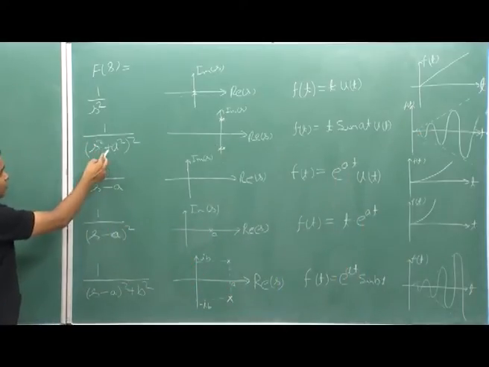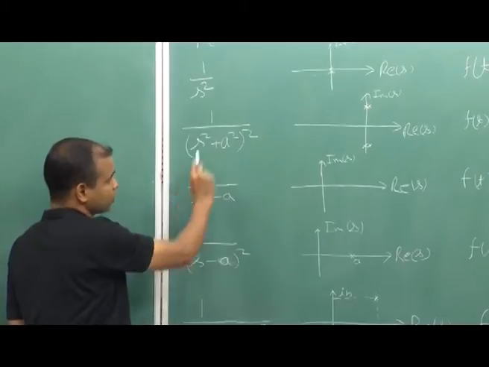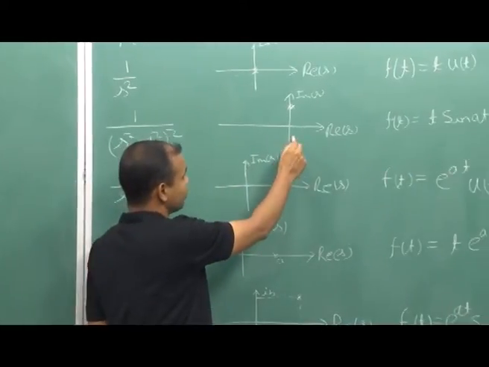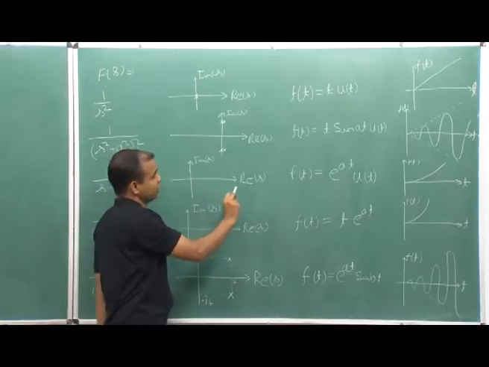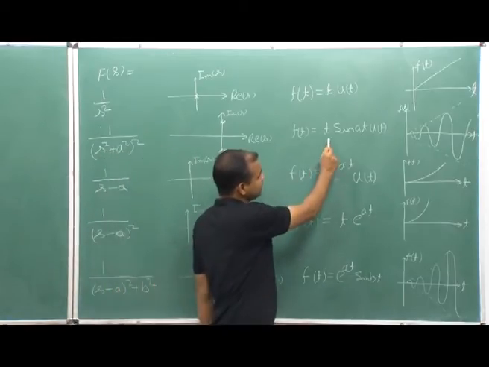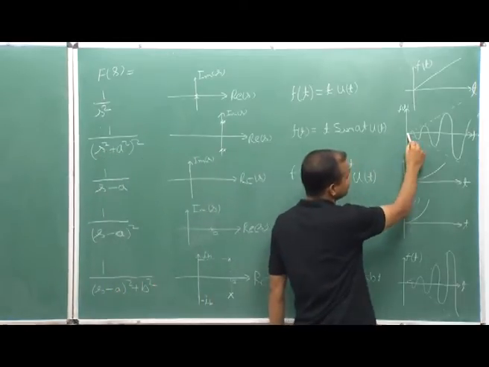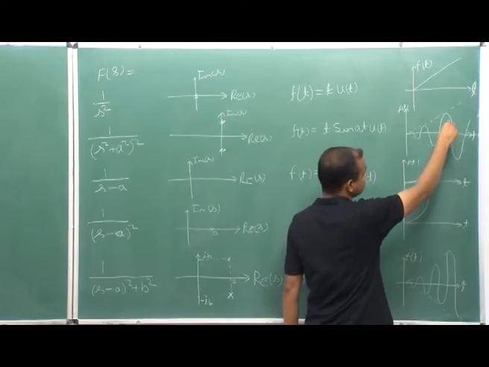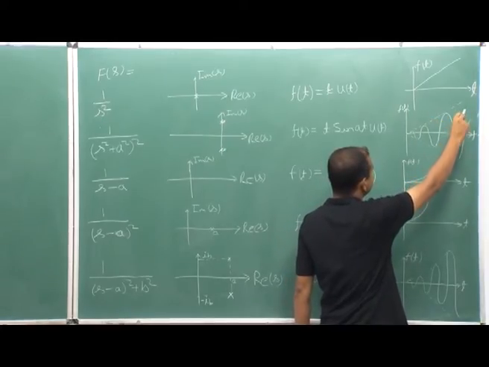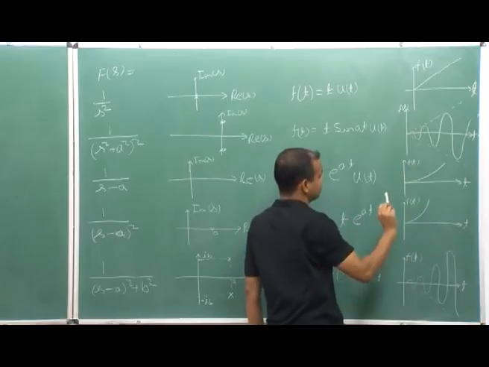For 1/(s^2 + a^2)^2, in this case there are double poles on the imaginary axis, and my response will be t sin(at) u(t), and it will be a sinusoidal wave which is increasing its magnitude, and this will also be unstable.